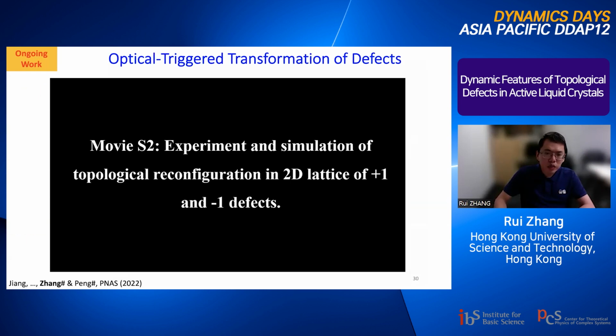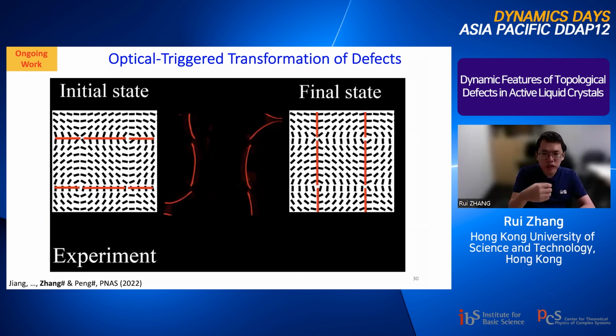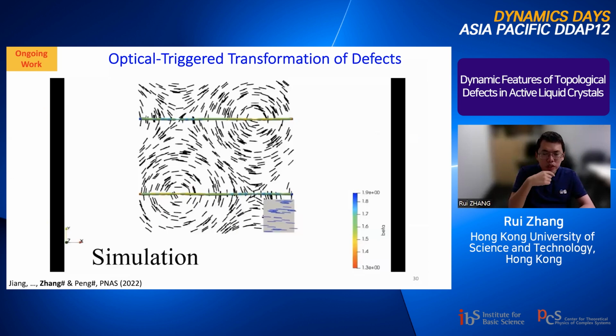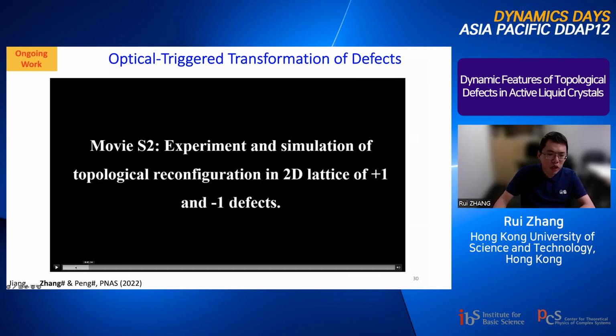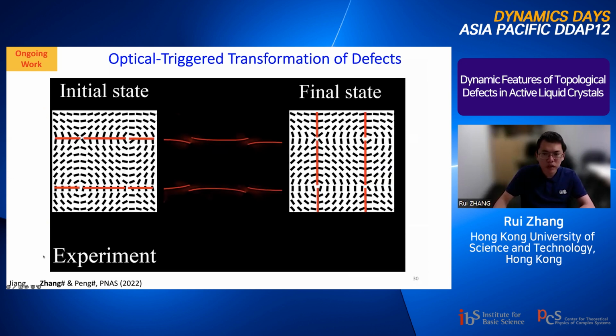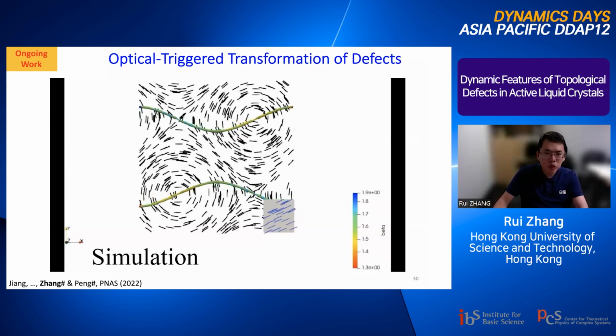There's another thing that we consider: we are not only interested in guiding defects, we're also trying to deform defects. So this is the experiment. We use an optical trigger to change the orientation of the anchoring pattern on the surface, and with that we can deform our defects and reconfigure our defects. And this is already published, but we are still working on that to have a more flexible system.